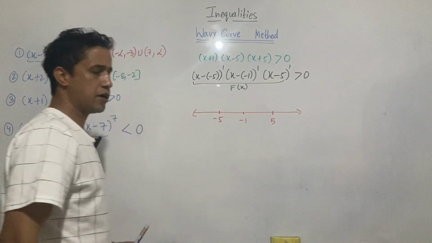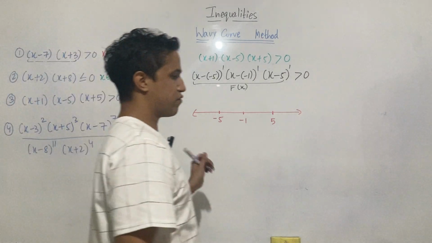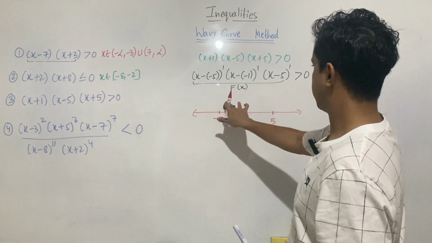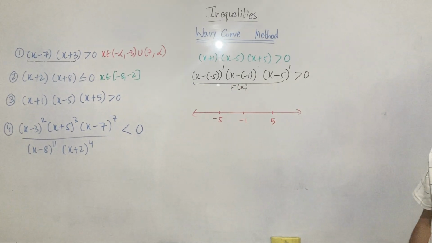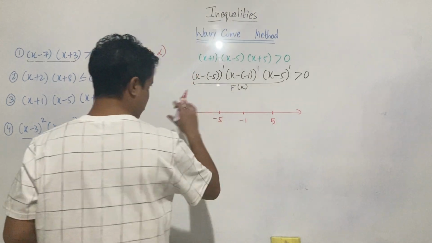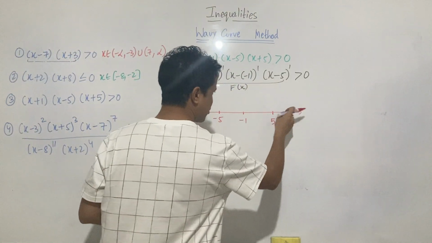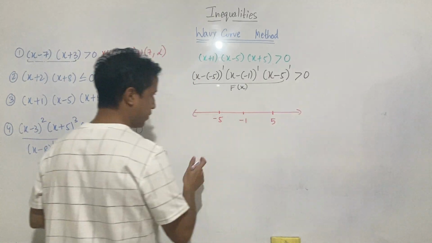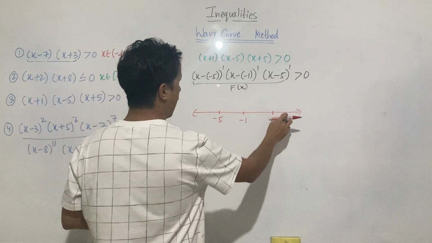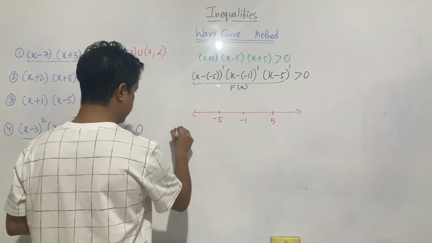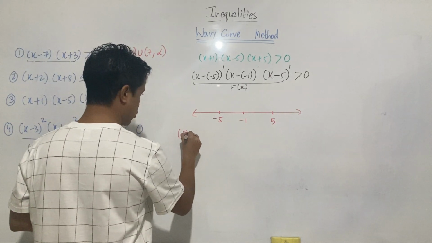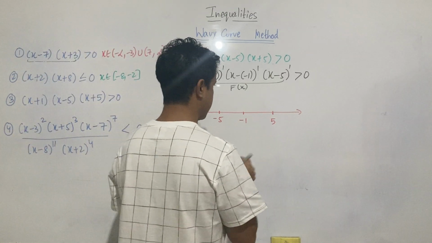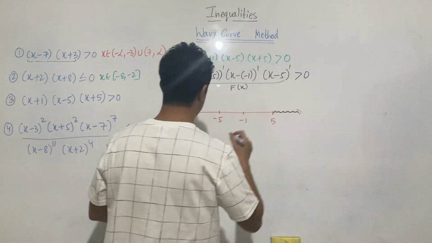Now see here, I have several intervals. This is one interval, second, third, fourth intervals. I can start with either extreme left or extreme right. So let's start with extreme right. Here, for this interval, 5 to infinity. Because I'm talking about this interval.